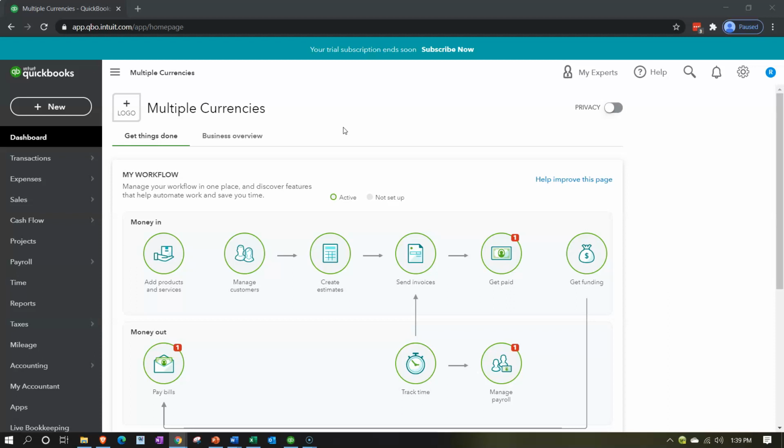In prior presentations, we set up the free 30-day trial so we could practice with the multiple currencies, and then turned on the multiple currencies, remembering that once turned on, they can't be turned back off again. And now we're going to be opening up our financial statements.